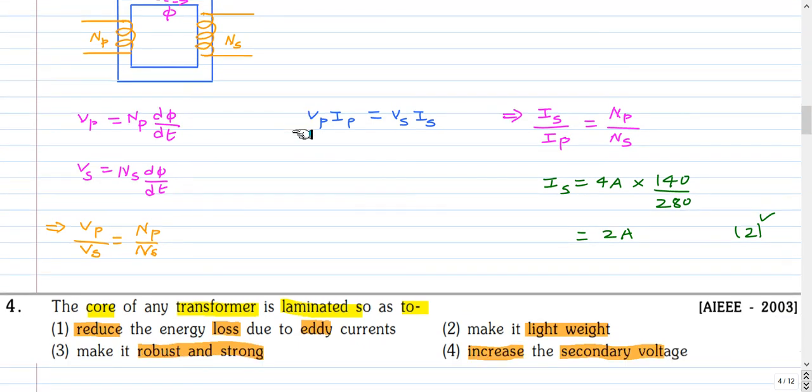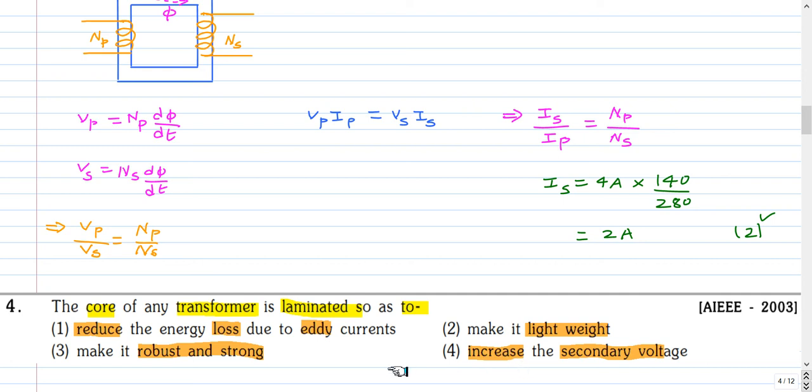This is the next question. The core of any transformer is laminated so as to, option 1, reduce the energy loss due to eddy currents, option 2, make it lightweight, option 3, make it robust and strong, option 4, increase the secondary voltage.